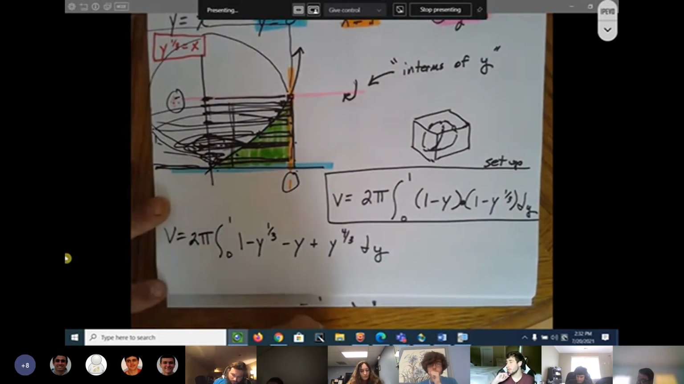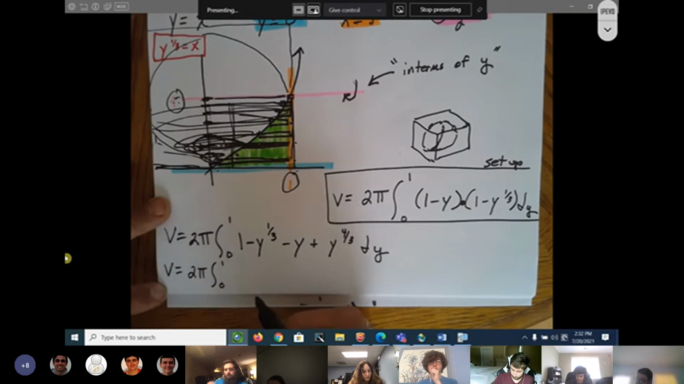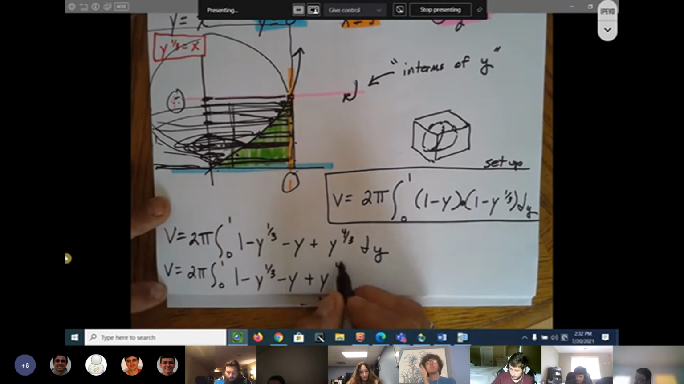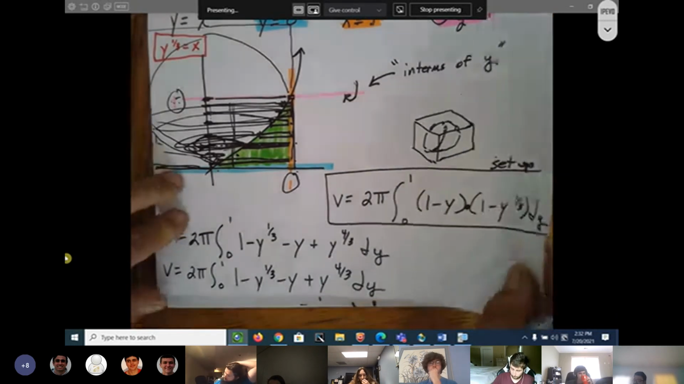All right, so V is equal to 2 pi, integral from 0 to 1, and I'm just going to go ahead and rewrite it and start on the next page. I can't combine anything. y to the 1/3 minus y plus y to the 4/3 dy. I thought maybe we could simplify something, but we can't. So here we go.